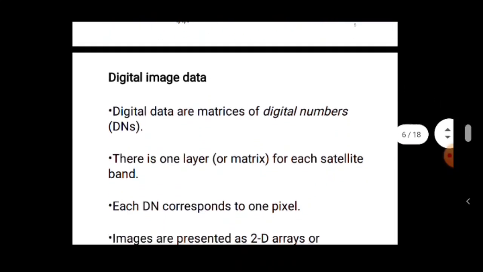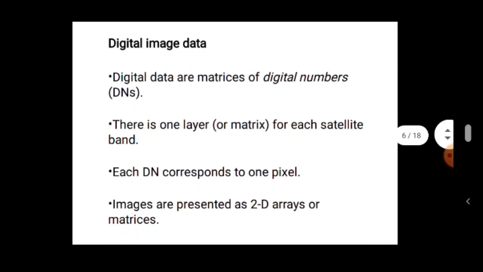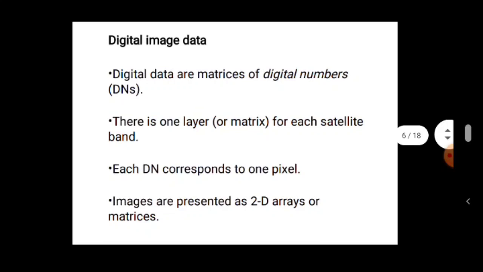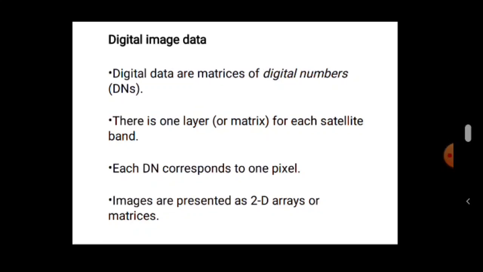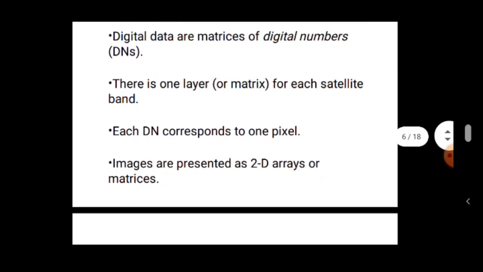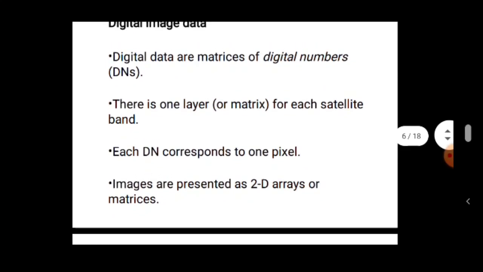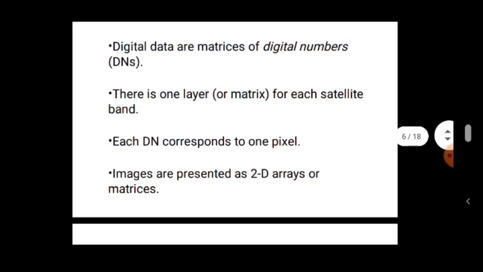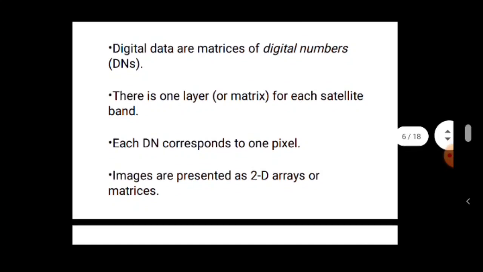So when it comes to digital image data, these are the matrices of digital numbers. There is one matrix or one layer for each satellite band, and each DN value corresponds to one pixel. Images are presented as 2D arrays or matrices, and each pixel has a location and a digital number associated with it.